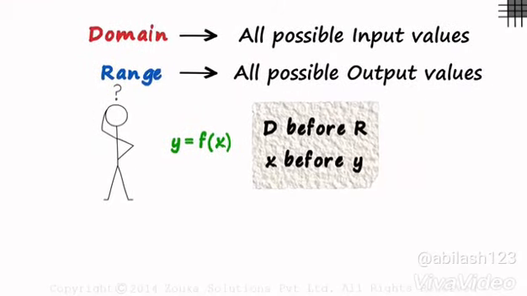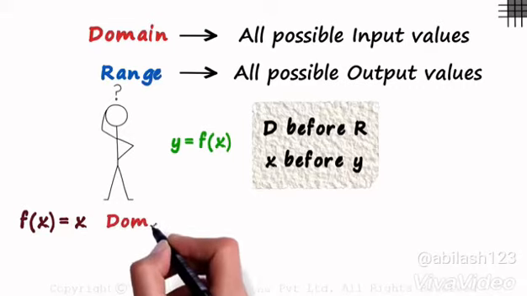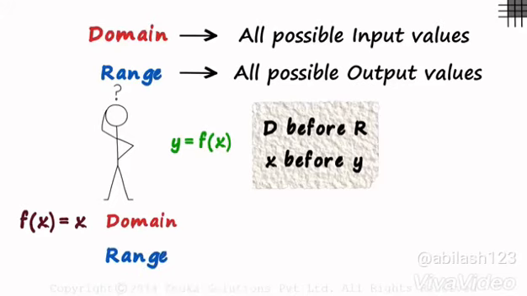The first function is f of x is equal to x. This function will simply give out the value it takes as the input. Instead of saying it does nothing, a better way of saying it would be the function multiplies the input by 1 and gives an output. Anyway, coming to the point, what will be the domain and the range of this function?